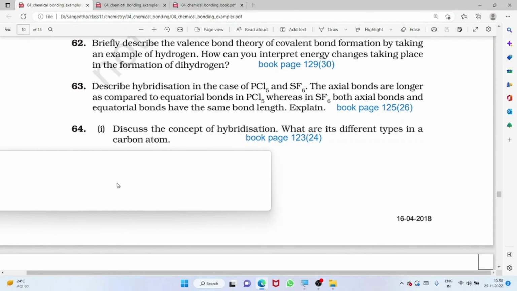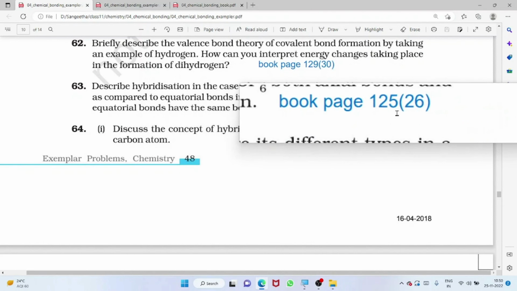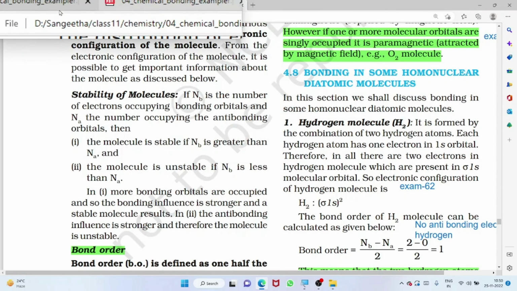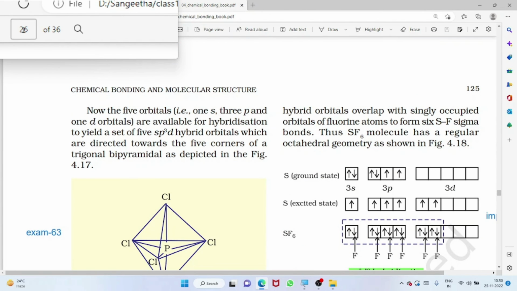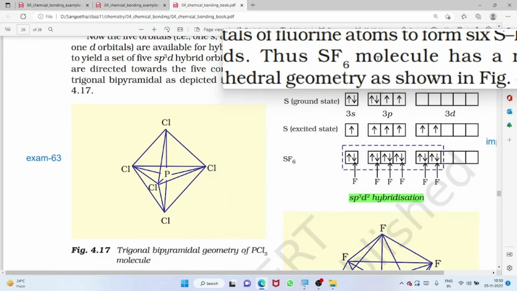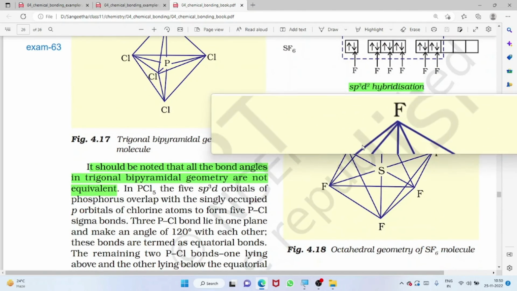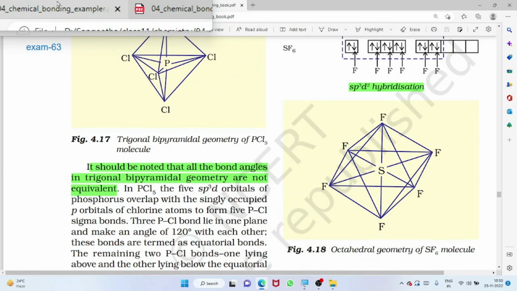Describe the hybridization in the cases of PCl5 and SF6. They have given how these are formed, SF6 and PCl5, so you can go through it and answer that question.